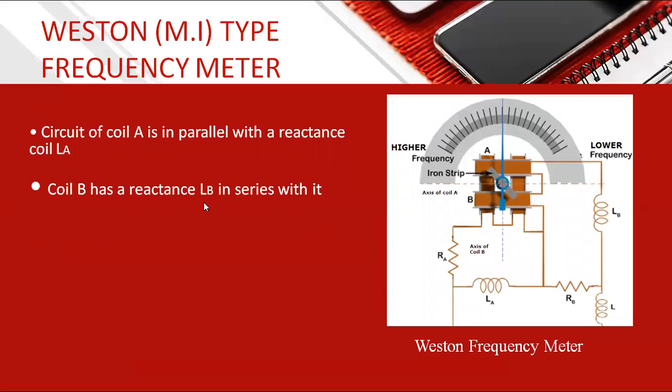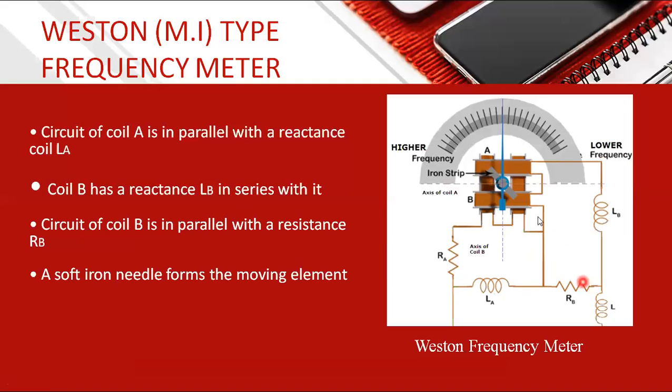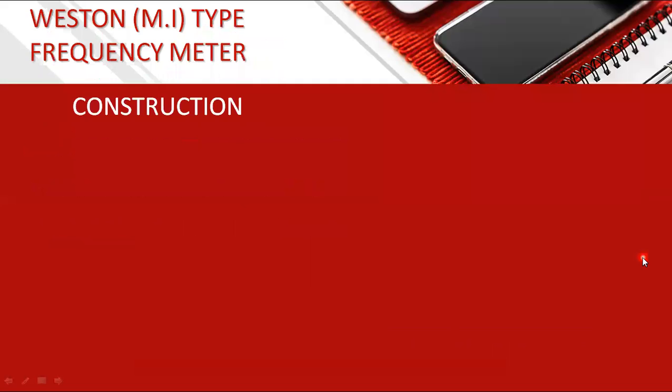Coil B has an inductor Lb in series with it. So coil B has a reactance Lb. Actually, I should call it an inductor Lb. So this is inductor Lb. This is inductor La. Inductor Lb is connected in series with coil B. And the circuit of this complete B is in parallel with resistance Rb.